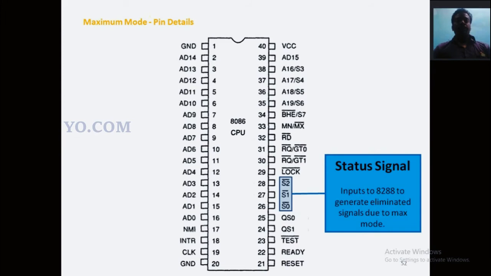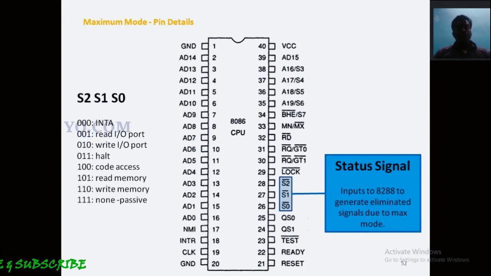These are inputs to the 8288 to generate control signals in maximum mode. When we study the maximum mode, we will have a clear idea about S0, S1, S2. These are status signals. These 3 lines are connected with the 8288, a supporting IC that is used with the 8086. By using S0, S1, S2, we can generate different control signals. That is used in maximum mode.